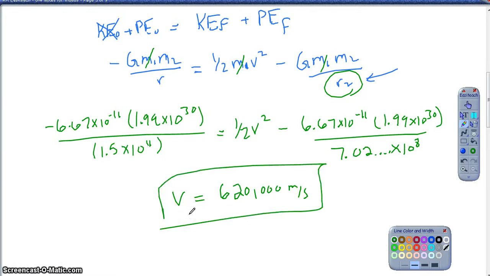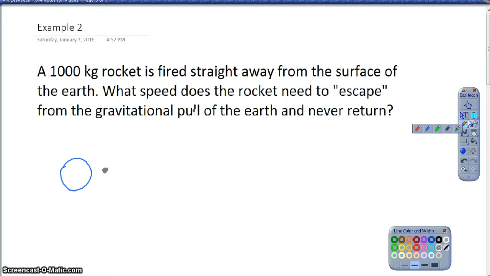So you end up with about 620,000 meters per second is how fast the Earth goes as it crashes into this. Okay, so for example 2, a pretty straightforward example of the escape speed.